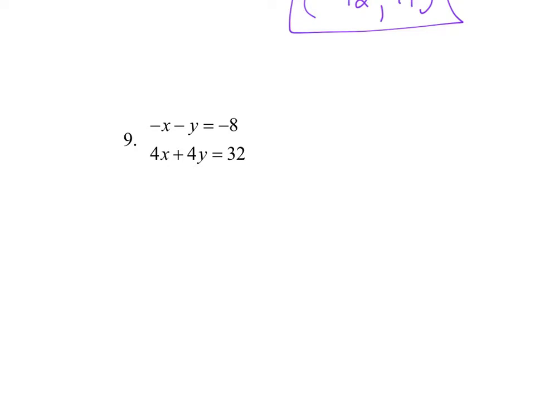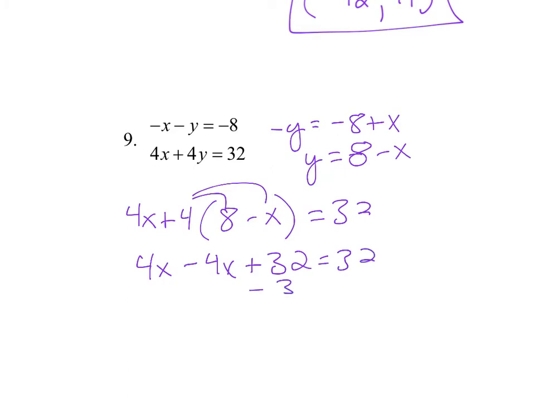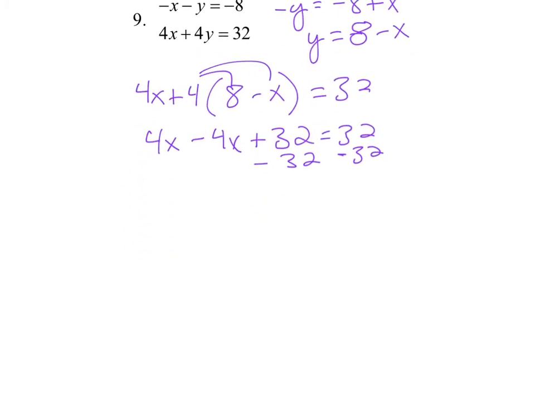But I'm very suspicious about the fact that I've got all these 4s and an 8 and a 32, but we'll go with it. All right, so I would have minus y equals minus 8 plus x. Multiply through by negative 1, y would equal positive 8 minus x. Plug that in. 4x plus 4 times (8 minus x) equals 32. Well, I distribute the 4. I have 4x minus 4x and plus 32. I subtract the 32. These cancel. I end up with 0 equals 0.